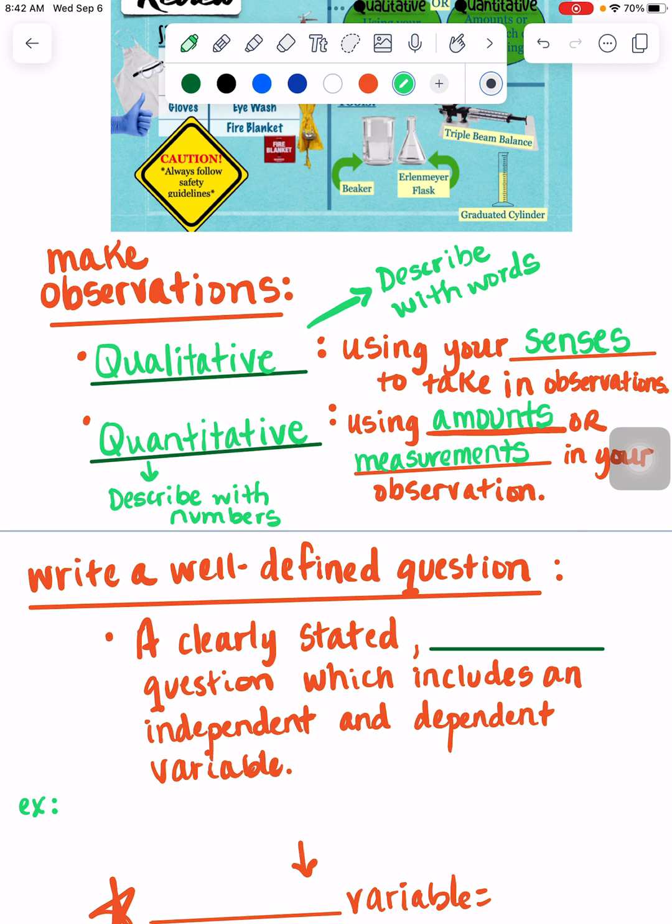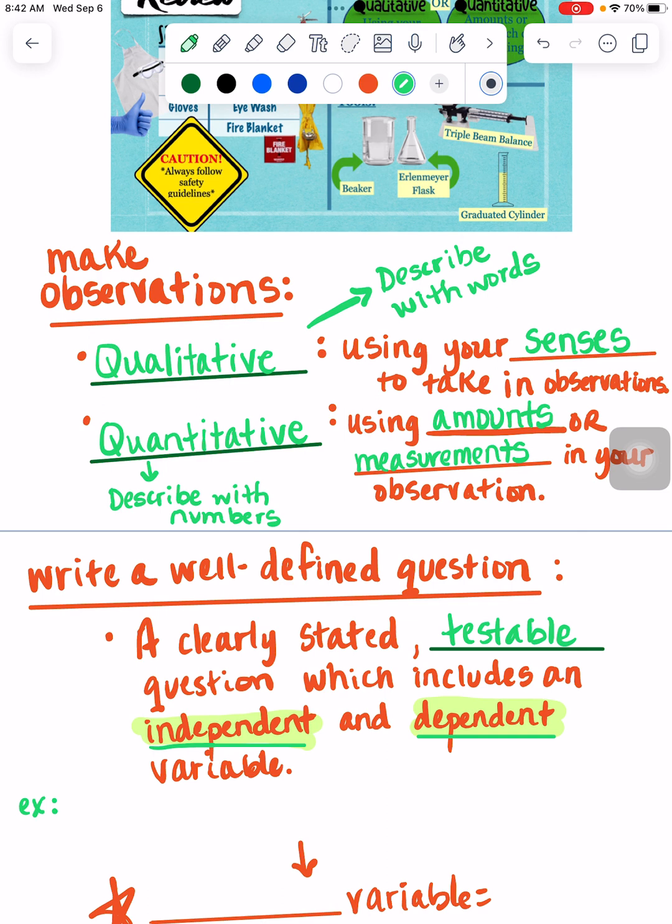Here's the key word. Write it in. Testable. A clearly stated testable question which includes an independent and dependent variable. I'm going to underline those words because we are going to talk about those words. And I'm going to use the highlighter. Yes, let's do that. So it's a testable question which includes an independent and dependent variable.